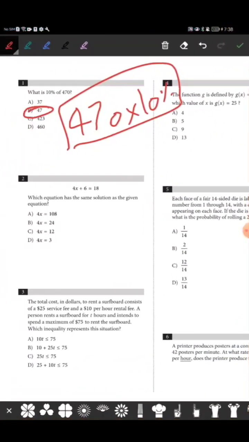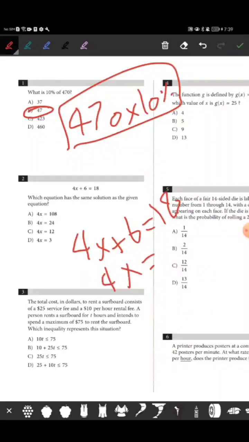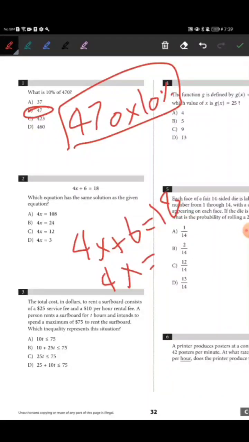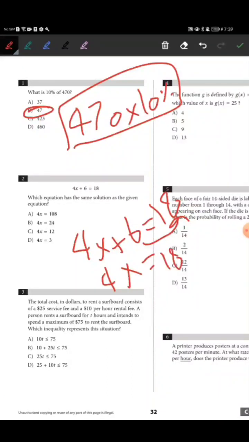Number 2, which equation has the same solution as the given equation? The given equation is 4x plus 6 equals 18. So 4x equals 18 minus 6. We take the 18 there, so it's going to be 18 minus 6. So 4x equals 12. So the answer is C.